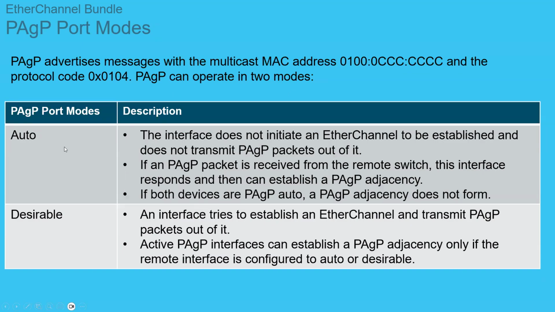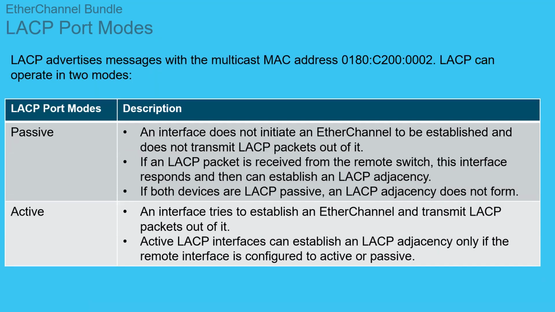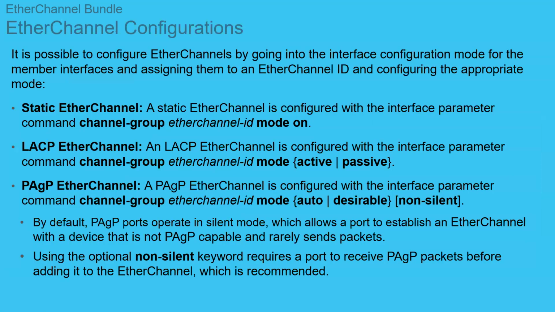You can see desirable and auto. If both sides are desirable, it will form the bundle. If one side is auto and the other side is also auto, it will not form the bundle. One side auto, other side desirable, it will form the port channel or the bundle. Likewise, if both sides are active, it will form the port channel. If both sides are passive, they will not form the port channel, but one side active and the other side passive, it will form the port channel.